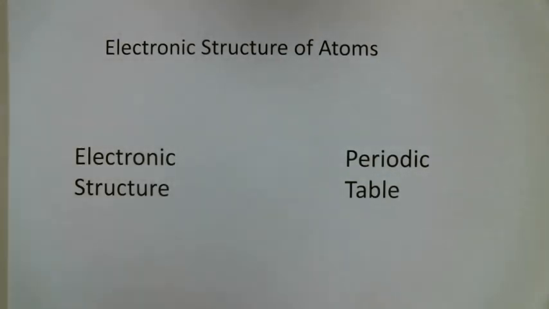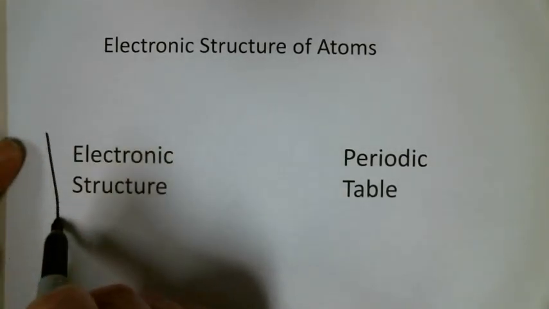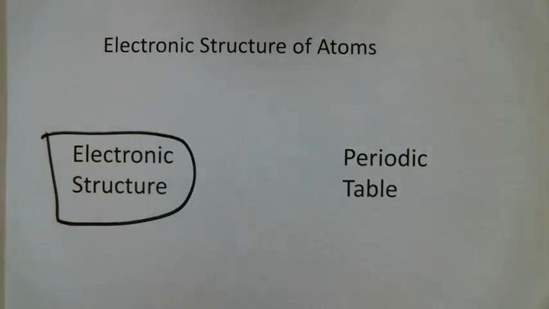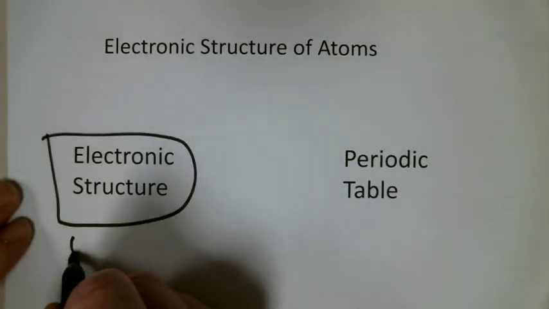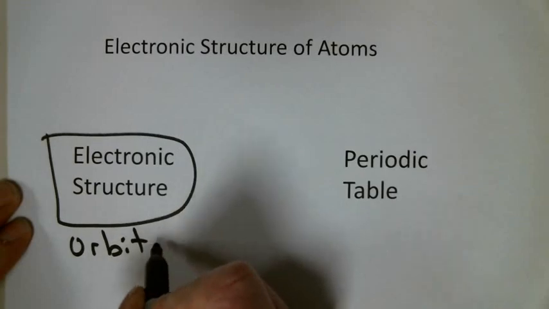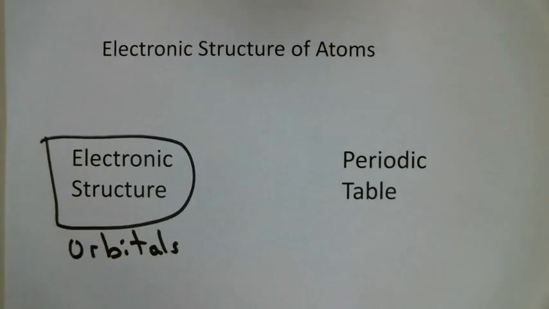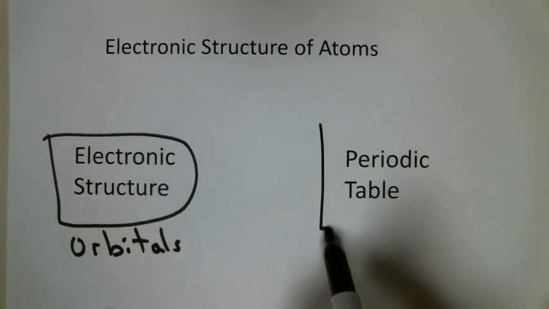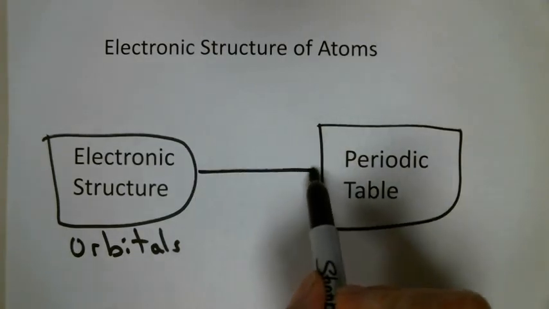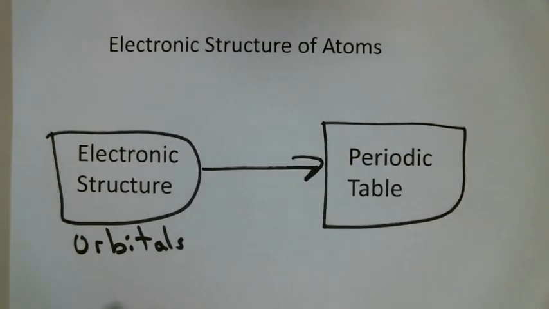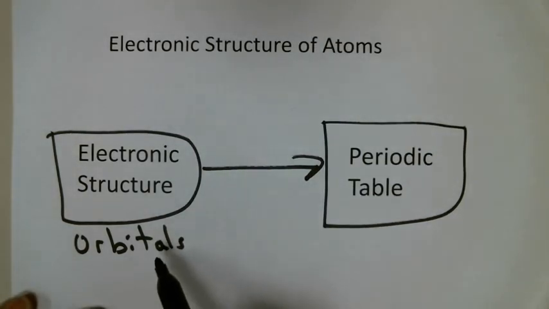But in any case, this is the electronic structure of atoms, and this is our concept map where we have electronic structure, and what we mean by that really is orbitals, and we're going to link that up to the concept of the periodic table. And so our understanding, we did the periodic table in chapter 2, and our understanding of electrons.